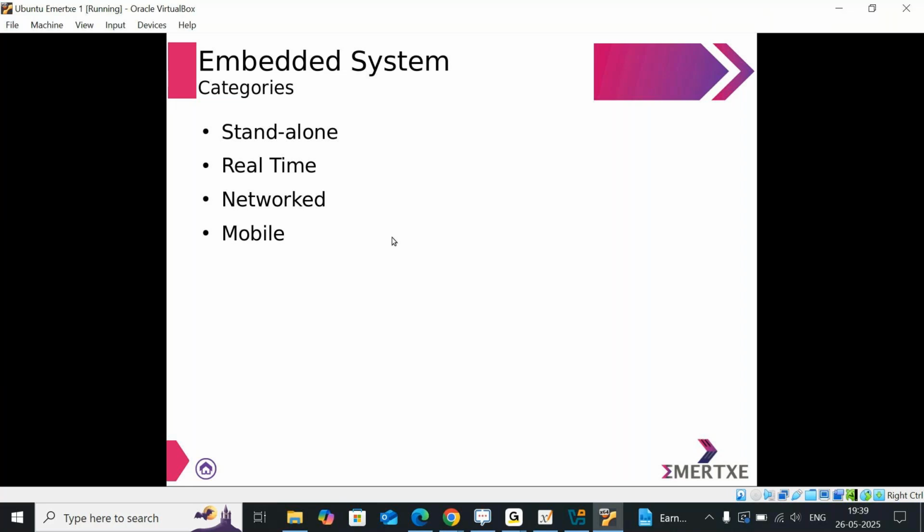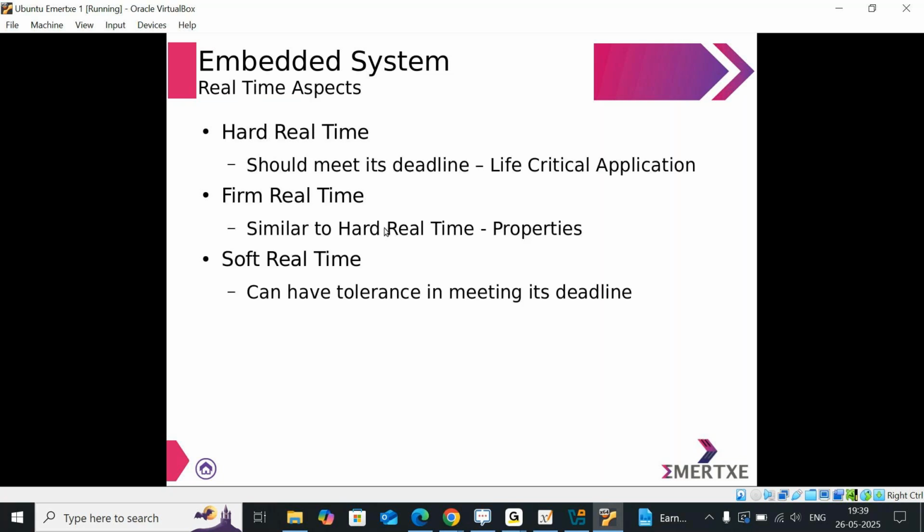Then you can say mobile embedded system. So robots come under all the categories. If any embedded system comes under more than one category, you can call it a hybrid embedded system. We have discussed hard real time, firm real time, and soft real time.